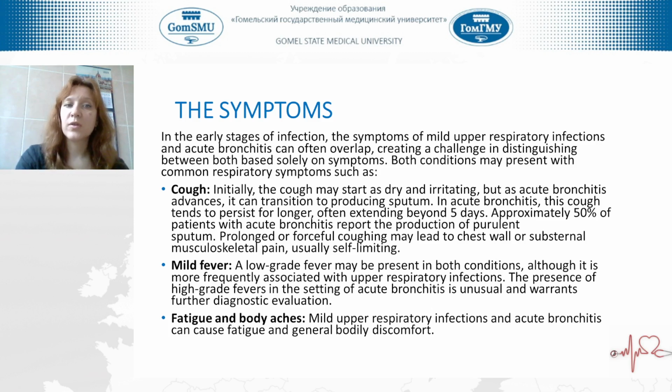Mild fever. Low-grade fever may be present in both conditions. Also, it is more frequently associated with upper respiratory infections. The presence of high-grade fever is not a sign of acute bronchitis and usually warrants further diagnostic evaluation. Fatigue and body aches. Mild upper respiratory infections and acute bronchitis can cause fatigue and general bodily discomfort.